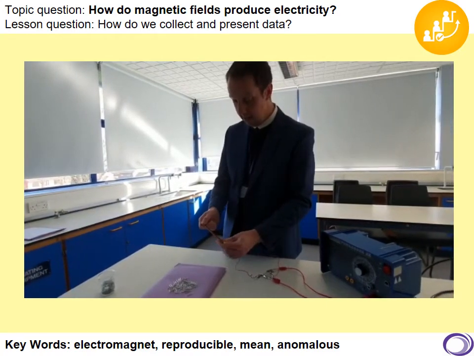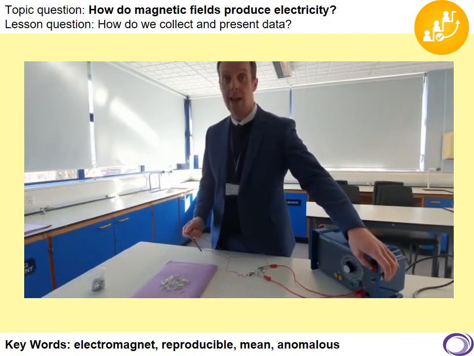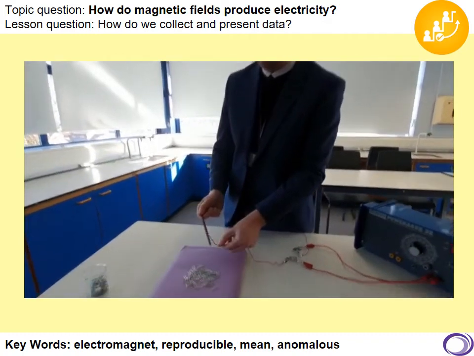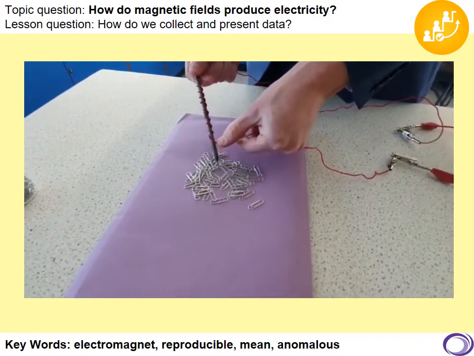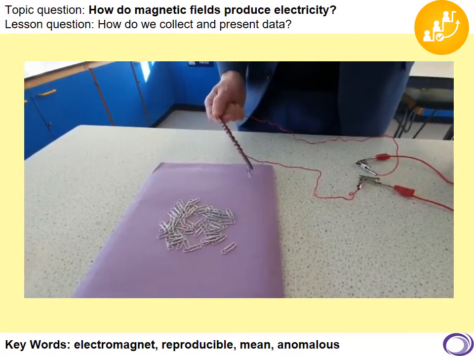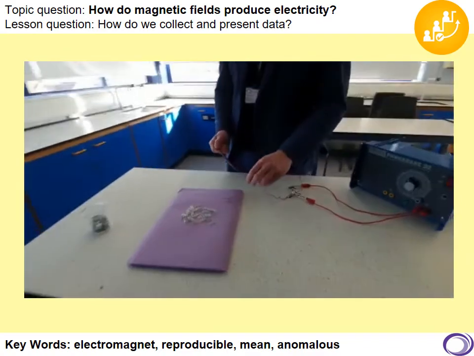to 10 turns. I'm still, as you can see, using the same iron core, and I'm going to keep the electrical current exactly the same. So they are some of my control variables. This time, with 10 turns, you can see that the magnet's stronger. This time it has lifted 4 paper clips.